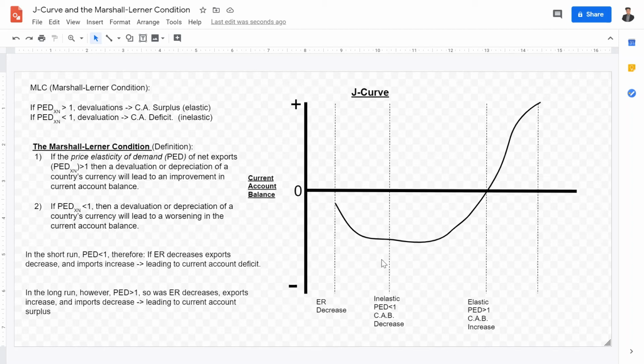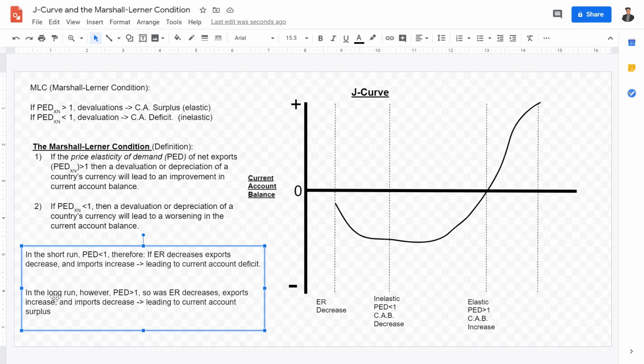However, in the long run, the positive effects of having a weaker currency will kick in, and foreign consumers and foreign buyers will realize that American goods are now actually a lot more appealing because of the weaker exchange rate. Therefore, we will have an elastic net export demand curve. Once again, in the long run, price elasticity of demand will exceed 1. This is when the exchange rate decreases.